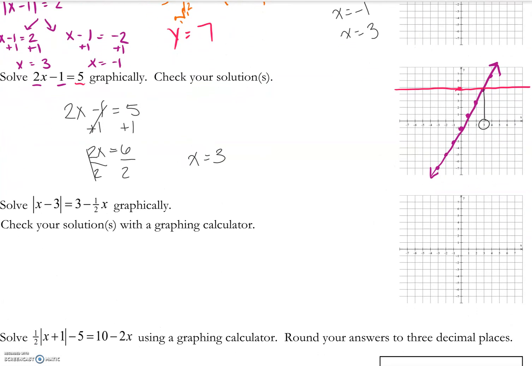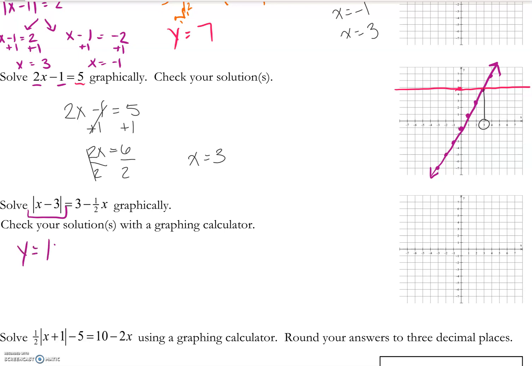All right. For the next one, I'm again going to solve this system graphically, and then I'm going to check my solution with a graphing calculator. I can't actually solve this equation algebraically yet because this absolute value section equals a linear section that's not just a number by itself. Because there's an x on this side, I don't really know how to get the x by itself necessarily. So I'll start by graphing my absolute value.